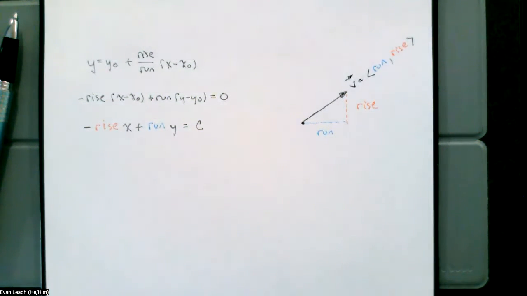Because of what we want the slope to represent. We want the slope to represent how much y increases or decreases when x increases by 1. That's what we want the slope to represent. We want it to be a rate of change. How is y changing with respect to x? But when we translate that into vectors, the run is the horizontal component and the rise is the vertical component.